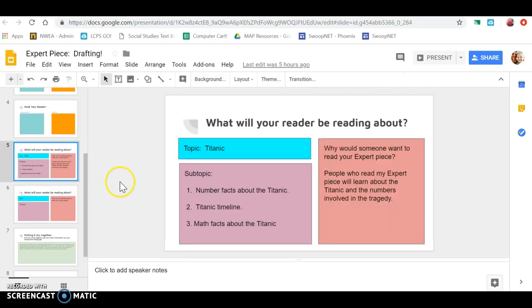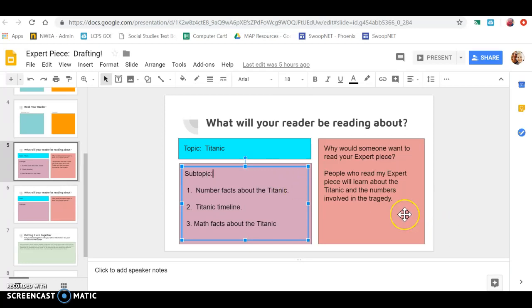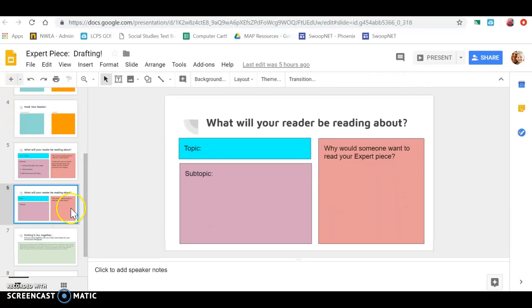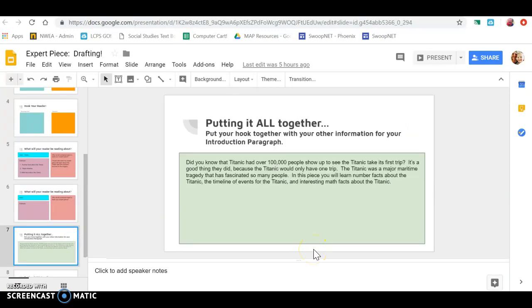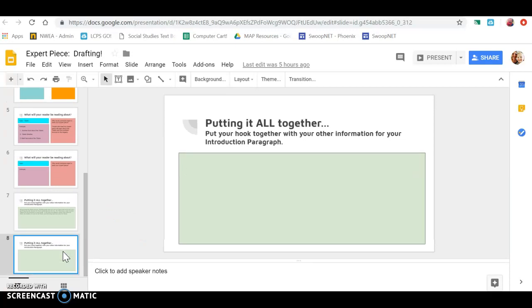Going down further, continuing with the plan, what will your reader be reading about? I did this as well. I have my topic, which is Titanic, and then I have my subtopics. They all know to go back to the previous day's work to remind themselves of the subtopics if they have forgotten. And then why would someone want to read it? This is my why. The next slide, my students are able to do the work as well. Finally, you have putting it all together, putting your hook together with your other information for your introduction paragraph. Here is mine, and then they have an opportunity to do it as well.